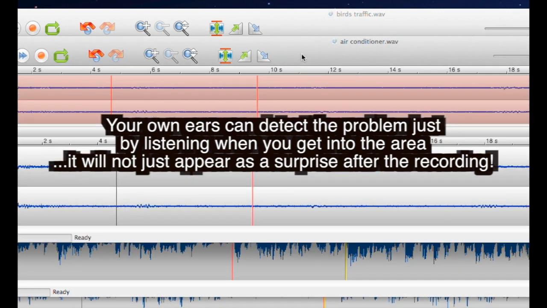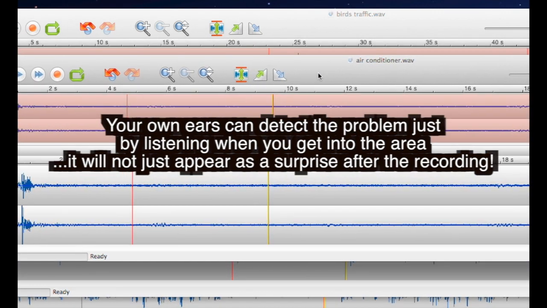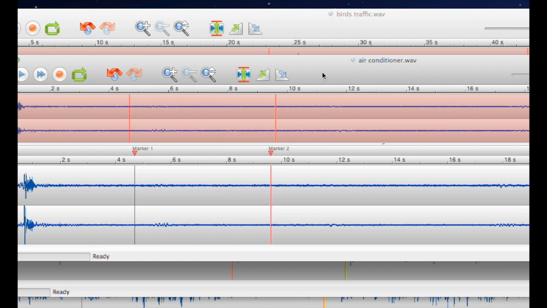So let's look at another prime culprit in your environment, and that is the air conditioner. They're ubiquitous. Our brains tune this out, but the recorder doesn't.